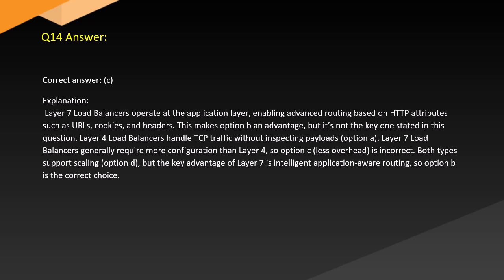Layer 7 load balancers generally require more configuration than Layer 4, so option C, less overhead, is incorrect. Both types support scaling, option D, but the key advantage of Layer 7 is intelligent application-aware routing, so option B is the correct choice.